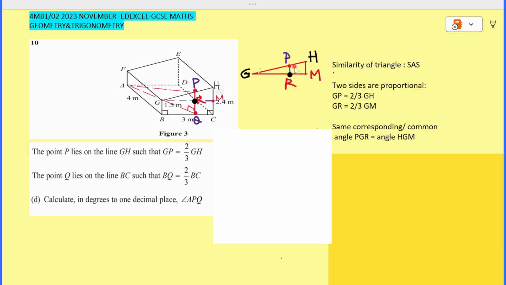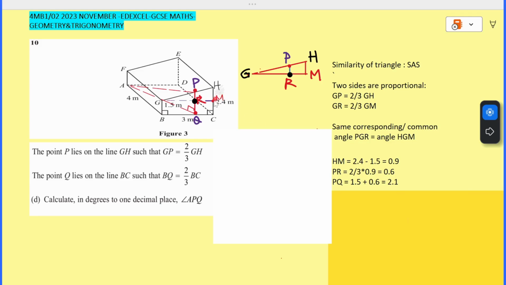Based on that, we can count the length of PR, because PR is part of PQ. If we know PQ and we know AQ, then we can solve this angle problem, angle APQ. So since we know that QR is parallel to BG, that is 1.5. Now up to here 1.5. So what can we do after this is we count the length of HM. HM is here. This is 2.4 minus 1.5, because up to here is 1.5. So we can know that HM is 0.9.